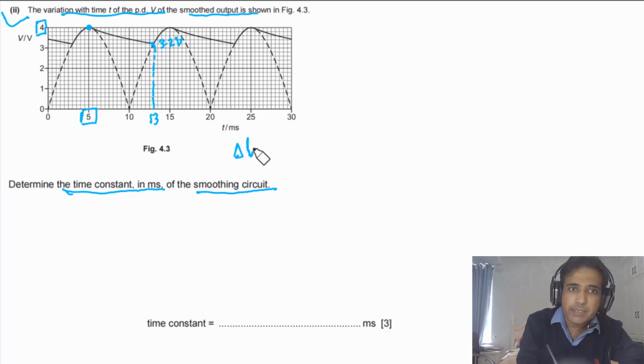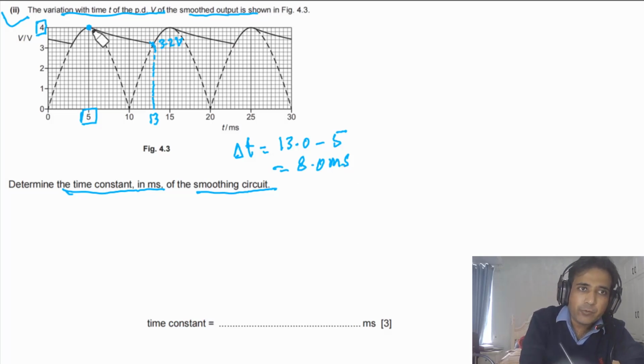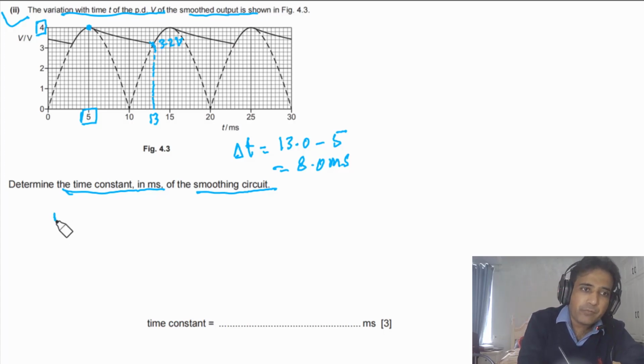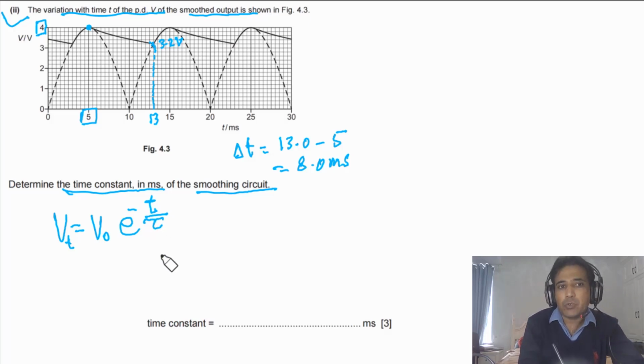So we can say delta t will be equal to 13.0 minus 5, which is 8.0 milliseconds. And the value of potential we have is 4, then 3.2. Now we simply have to use the discharging formula for a capacitor. V at any given time is equal to V naught, the maximum value of V, times e to the power of minus t over tau, where t is the discharging time and tau is the time constant.